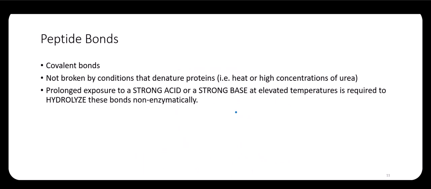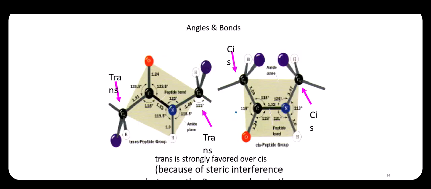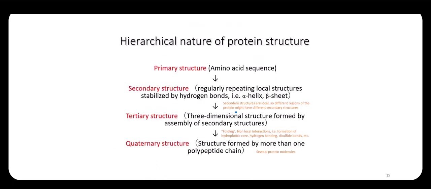Okay, so let's jump ahead for a second, and then we're going to come back. So where we're going with all this is we're going to talk about the hierarchical nature of protein structure. So we have a chain of amino acids. So first, how are we going to make that chain of amino acids? How are we going to connect them in the first place?